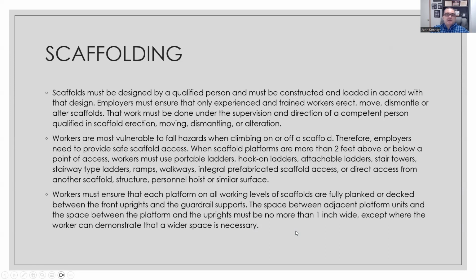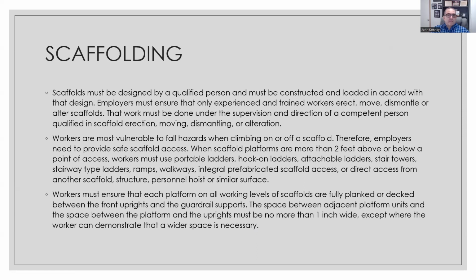Scaffoldings. Scaffoldings must be designed by a qualified person and must be constructed to carry their load. What I want to say on this is if you are not a scaffolding installation company or have not specifically trained your employees to be scaffolding erectors, it is always best to go outside to a competent company that can erect these scaffolds for you, but you still will need to do the daily inspections to ensure everything is correct. Again, safety is of the utmost importance, and if you're not qualified to set scaffolding up, you will be in violation of this. So know that.